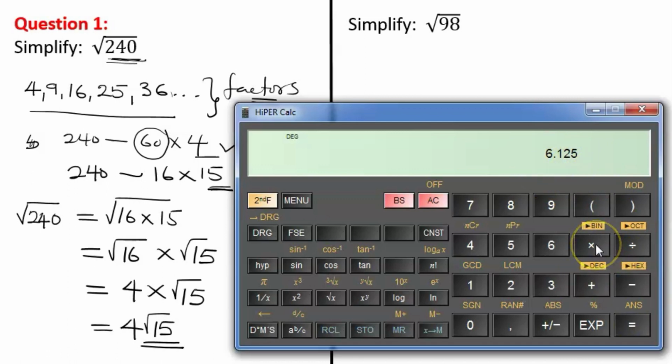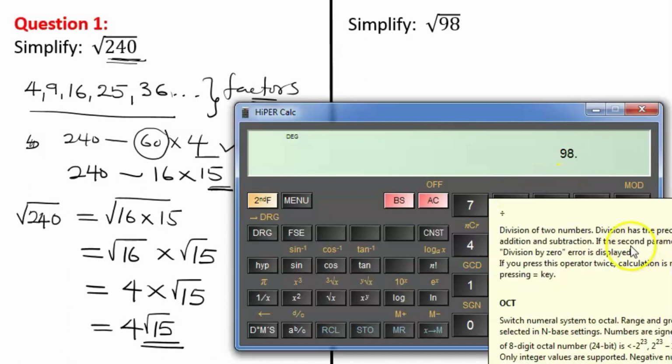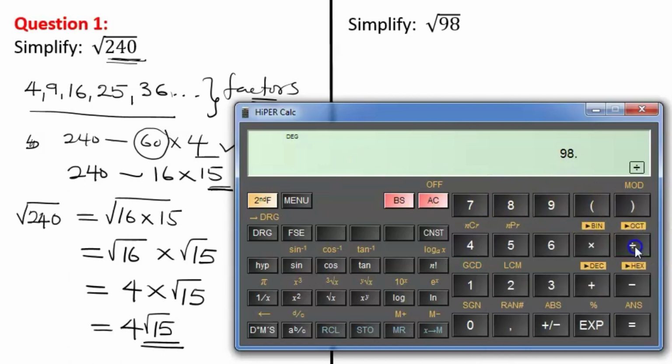So we also have 98 divided by 25. That's also not working, can you see? All right, so we also have 98 divided by 36.